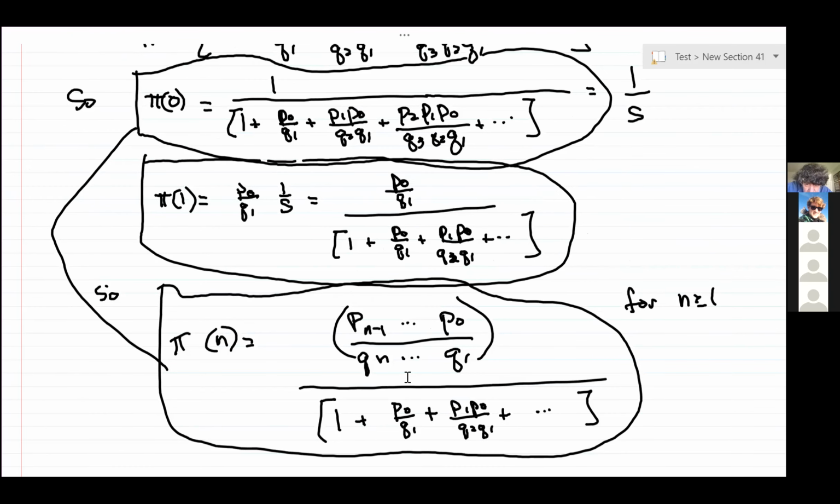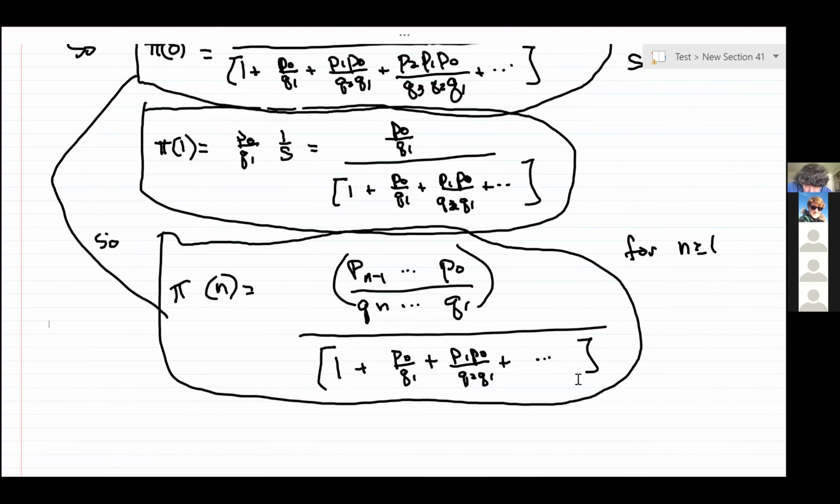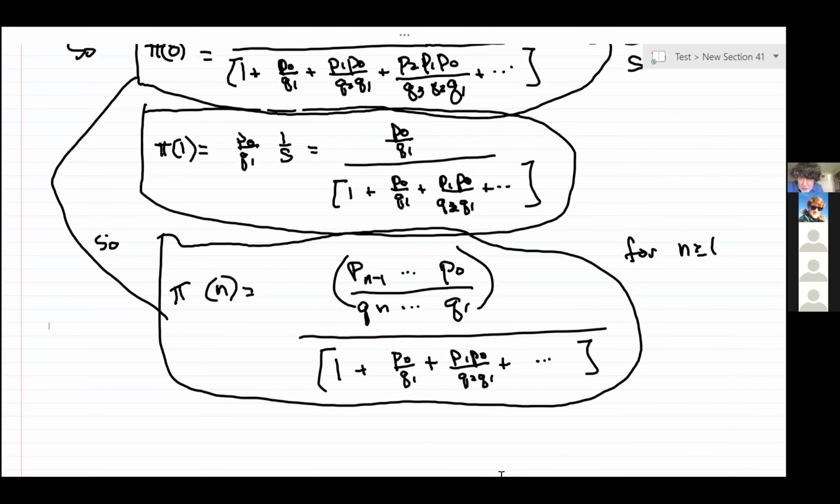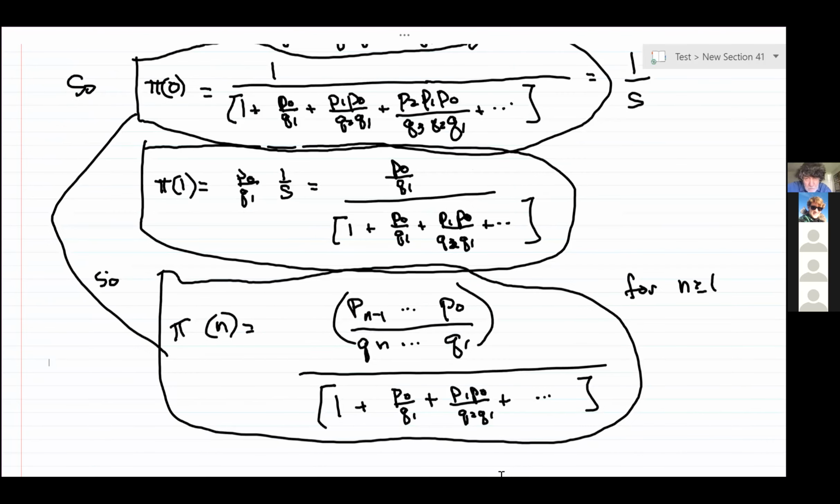And so it all hinges upon, by the way, that this sum converges. If this sum doesn't converge, that is, if it goes off to infinity, then these are all 0. But that can't be because they have to sum to 1. So when is there a stationary distribution? If and only if this infinite series on the bottom converges. Let me stop there. And I have the slide in front of me here, so it's easy to ask any questions on any part of it.